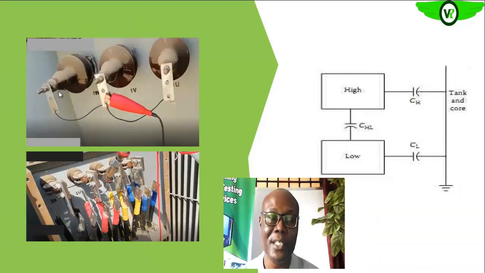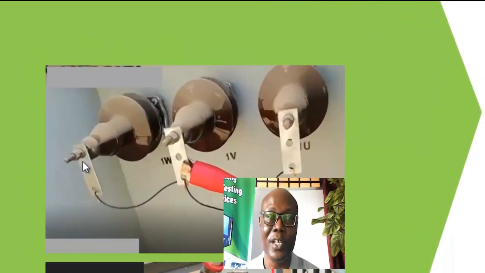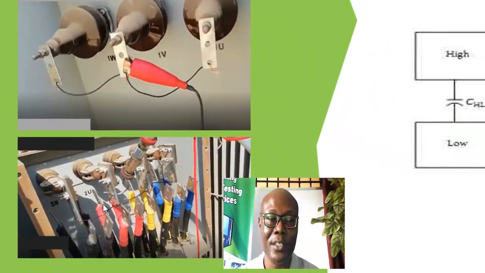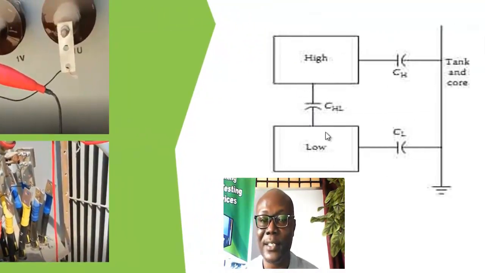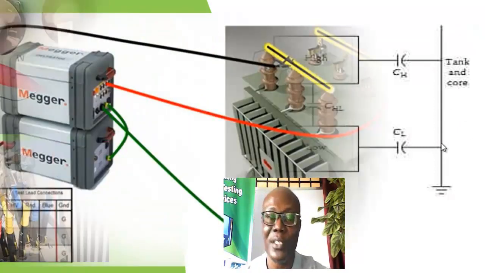So a similar thing is happening here. You see all the terminals of the high voltage bushings, they are looped together, as you can see here, and then the high voltage lead is connected to them, and then all the low voltage terminals are connected together, and then the low voltage lead is also connected to them. So what we have is somewhat like this, as we saw earlier. So the frame of your transformer is now your guard, is now your ground terminal for your equipment.